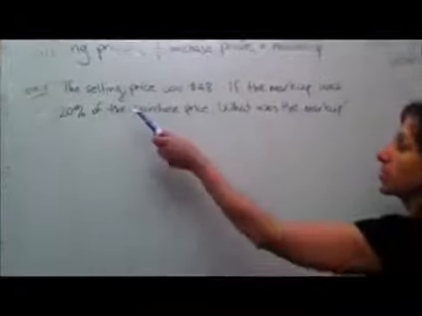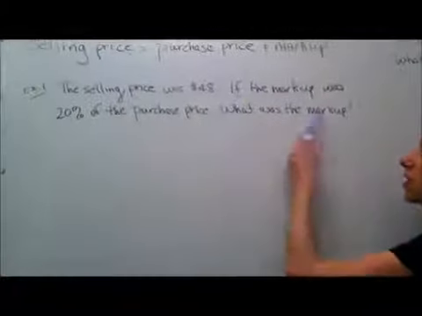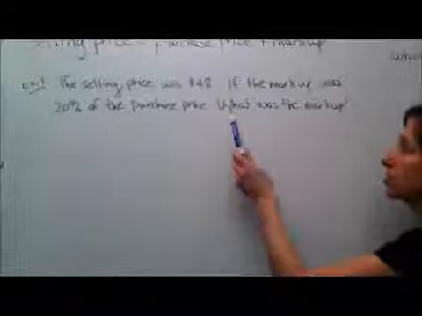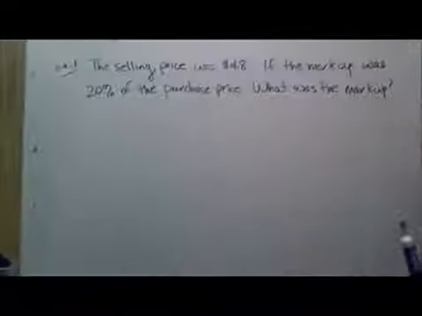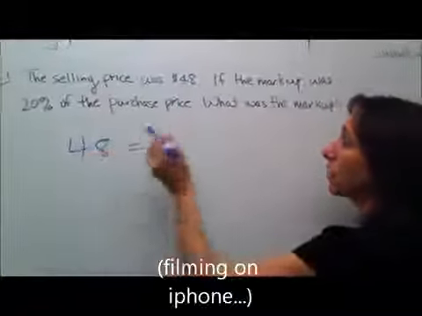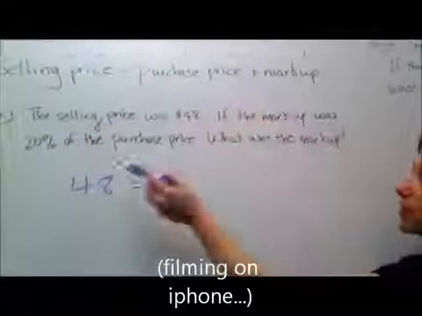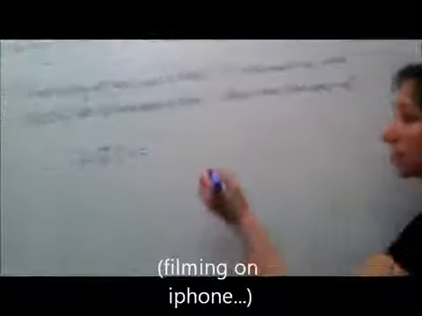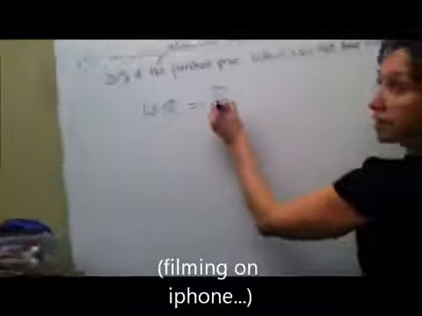So let's read example 1. The selling price was $48. If the markup was 20% of the purchase price, what was the markup? So it tells us right here that the selling price was $48. So where it says selling price, we just put 48. We need the purchase price, but it doesn't tell us the purchase price. So that'll be our variable, P sub P.